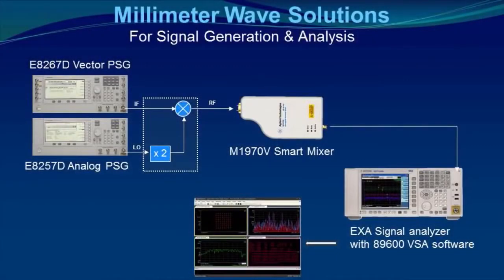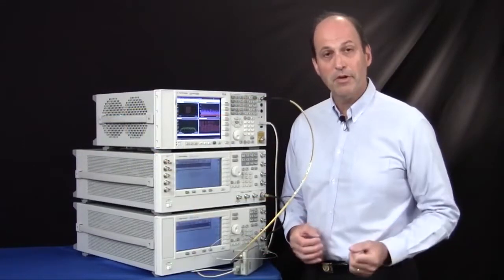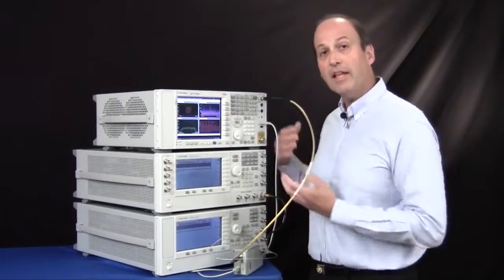This particular mixer has an integrated doubler, and so that doubles our 25 gigahertz signal from the PSG to 50 gigahertz. We combine that 50 gigahertz signal with the 15 gigahertz IF from the vector PSG, and that's what gets us to 65 gigahertz. So that's how we generate our modulated signal up at the millimeter frequency. Let's take a look at how we analyze the signal now.